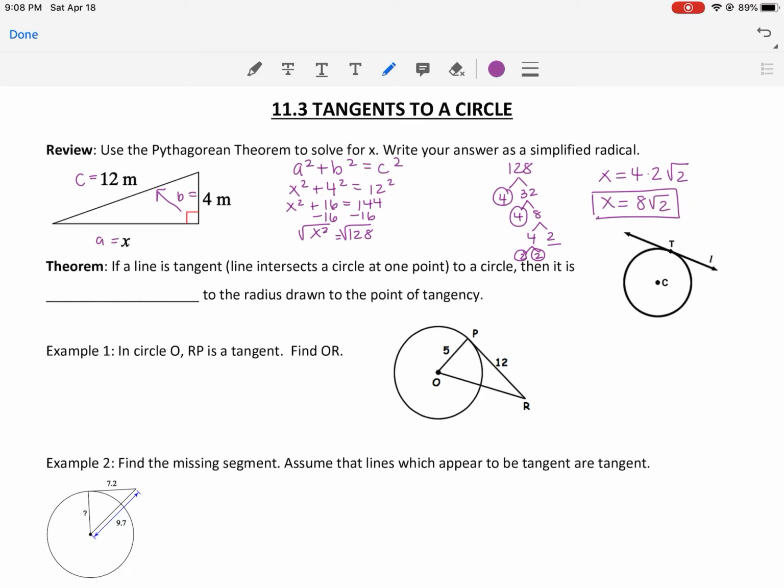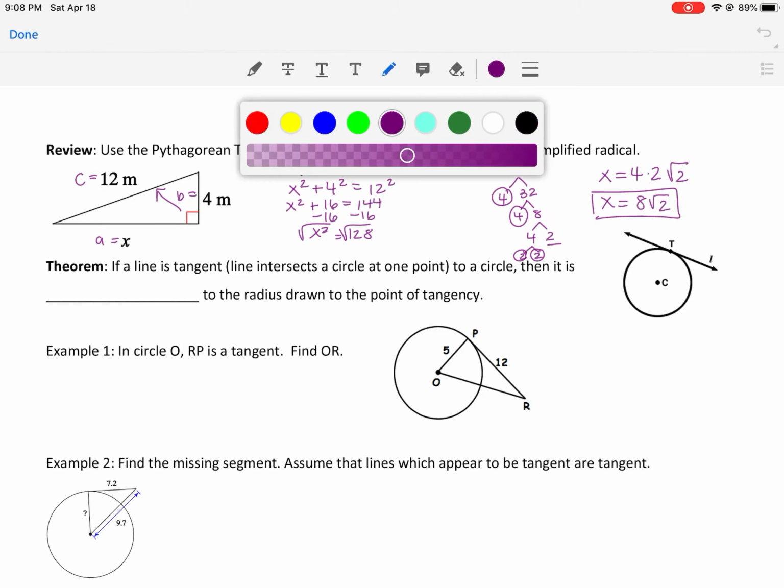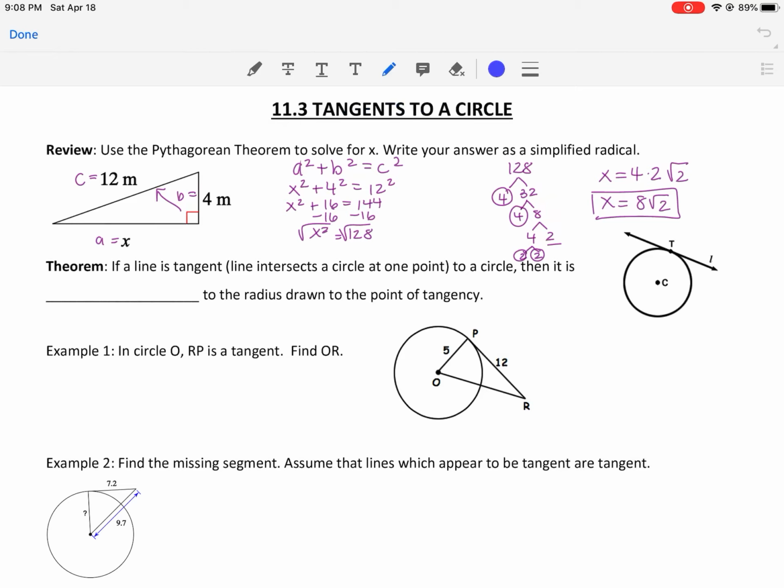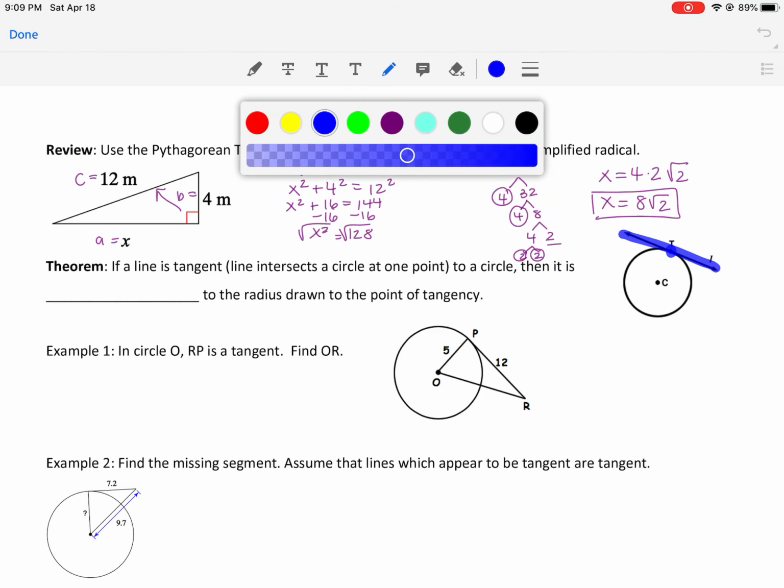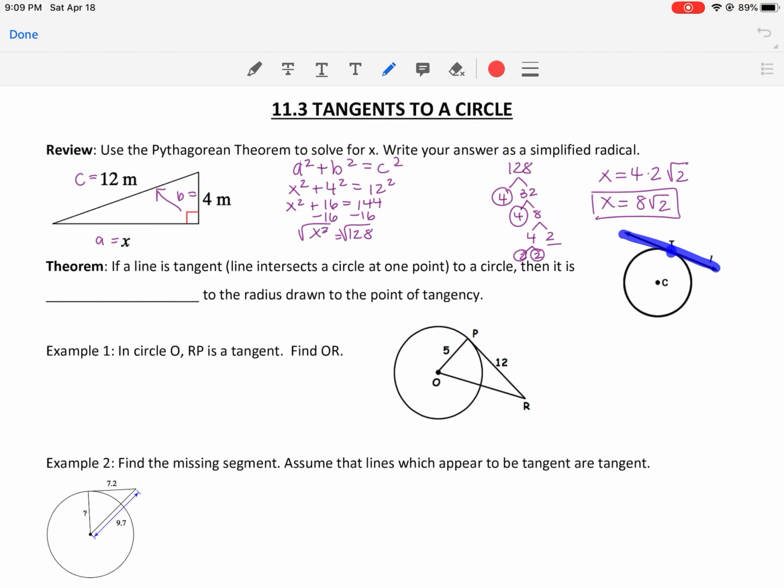Next, we're talking about this theorem that says if a line is tangent, and what it means for something to be tangent, as you look over here on the right, is that it just touches the circle in that one spot. A line that touches the circle at only one point, we call a tangent line to the circle. And if that is the case, then it's perpendicular to the radius drawn to the point of tangency. So if we connect C to T, we'll get a right angle right there.